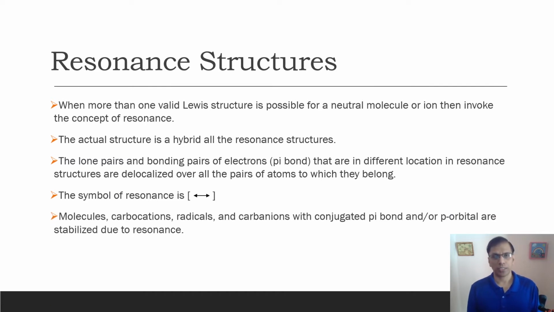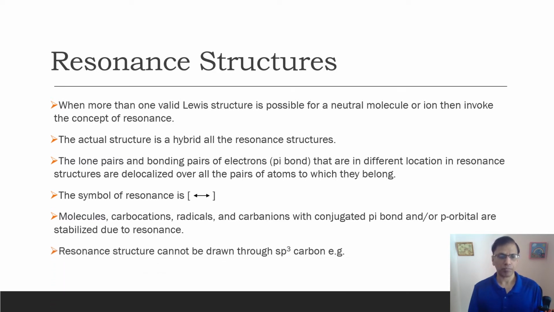Molecules, carbocations, carbanions, and radicals, which have conjugated pi bonds and p orbitals, are stabilized due to resonance. In the case of a radical, you have a single electron in a p orbital. Resonance structures cannot be drawn through an sp3 hybrid carbon. That's very important to understand. Let's look at some examples.